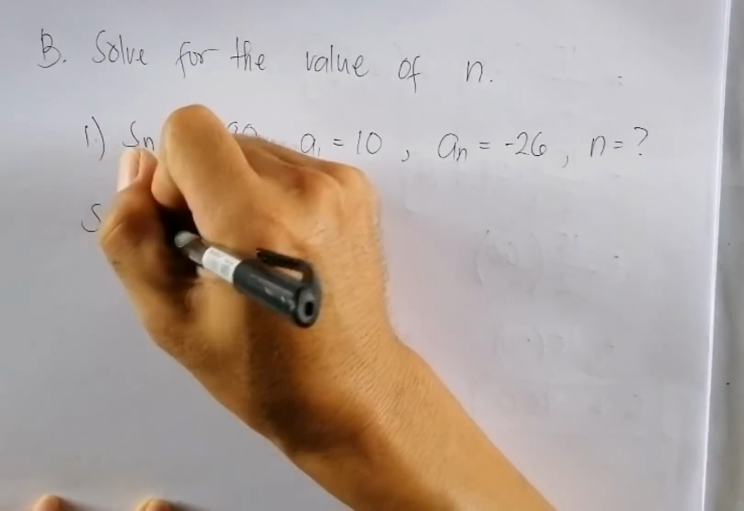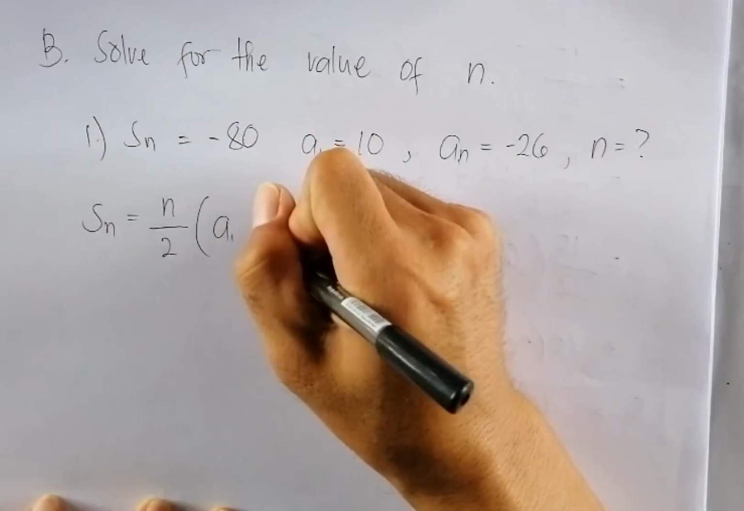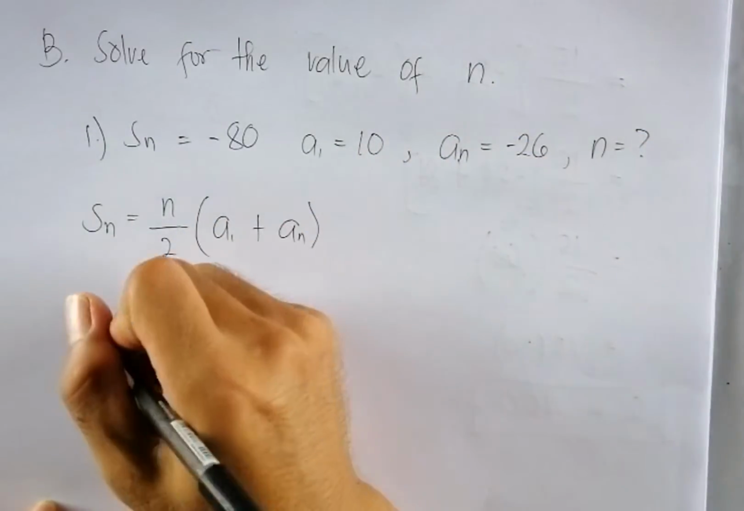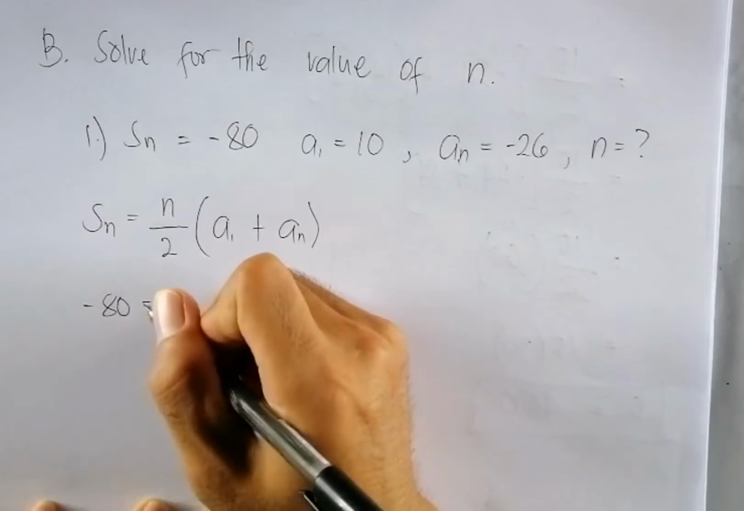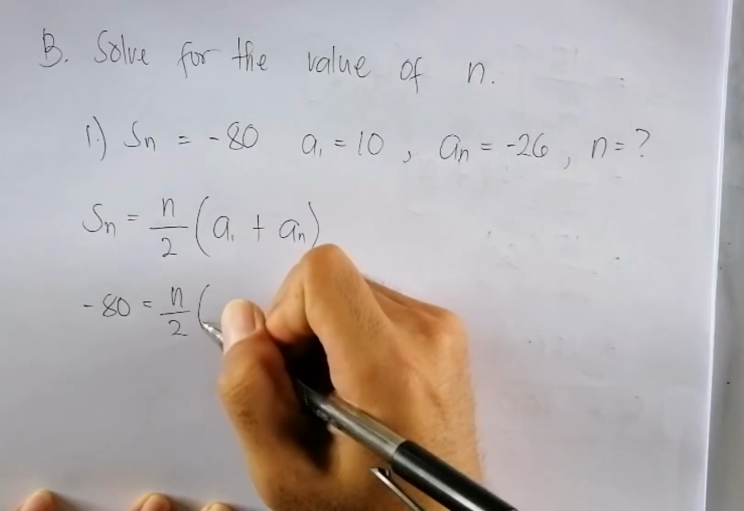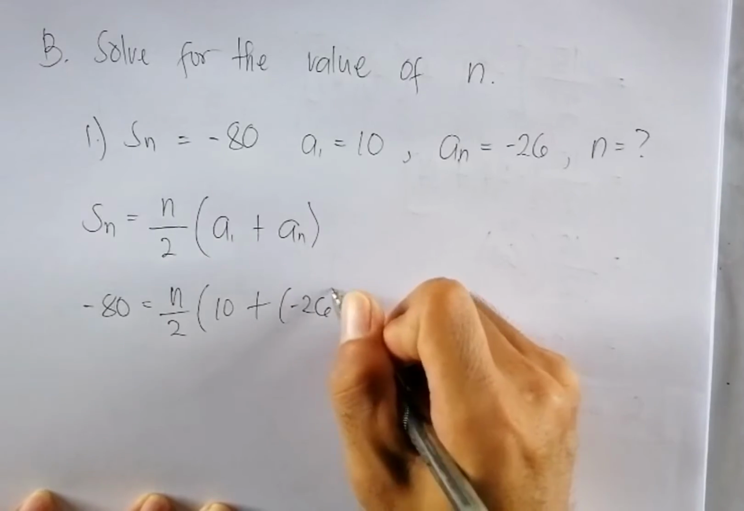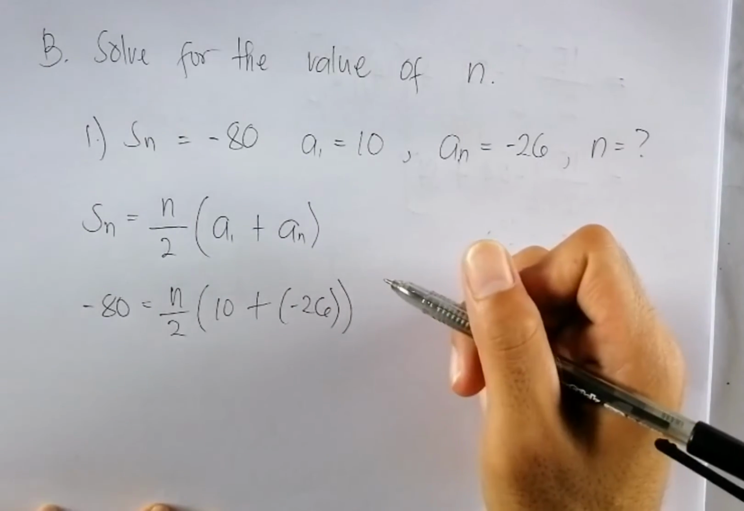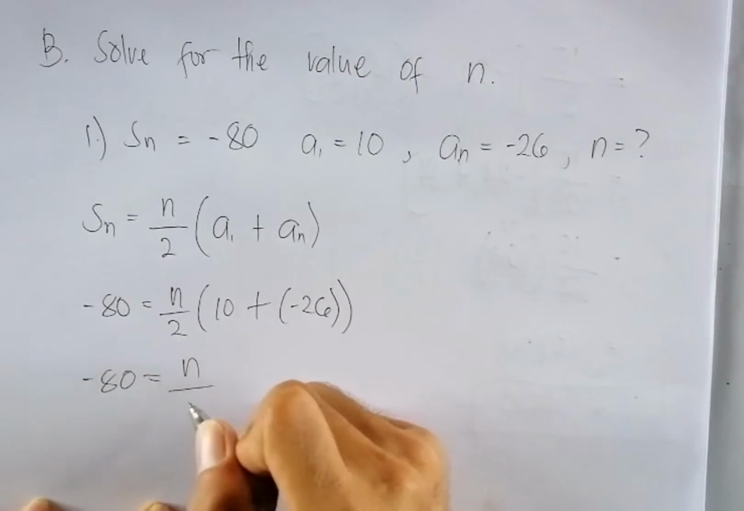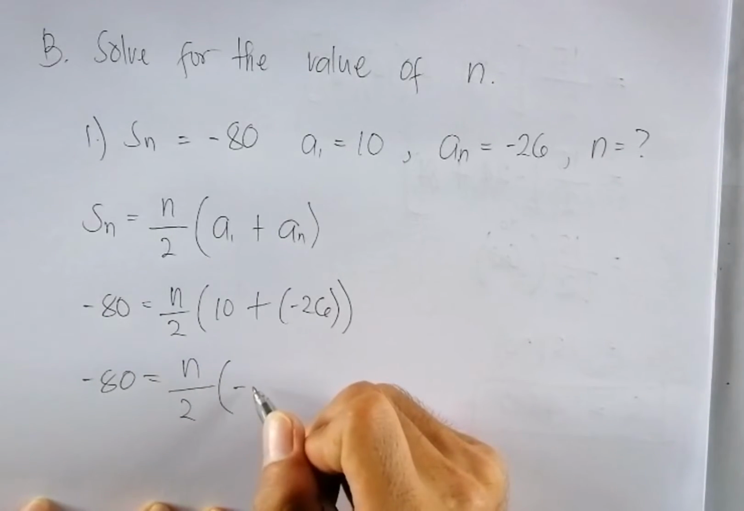So we have S sub n is equal to n over 2 times the quantity of a sub 1, or the first term, plus a sub n, or the last term. To simplify, substitute the value of our S sub n, which is negative 80, equals n over 2 times the first term, which is 10, plus the last term, negative 26. So we have negative 80 is equal to n over 2, then add 10 to negative 26, that is negative 16.